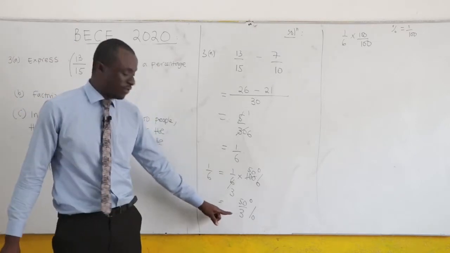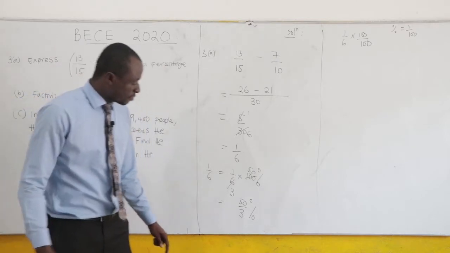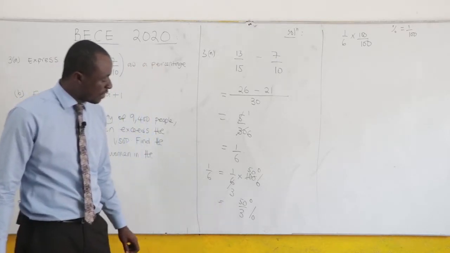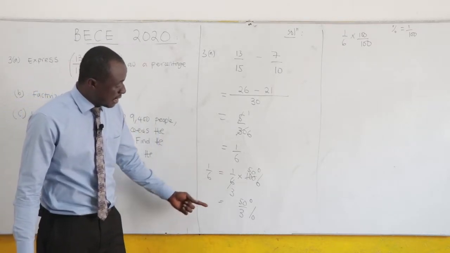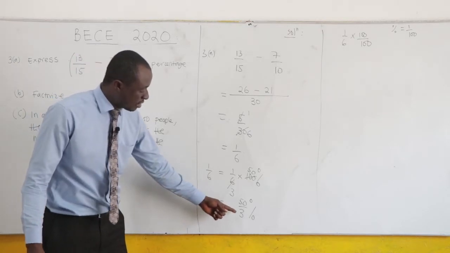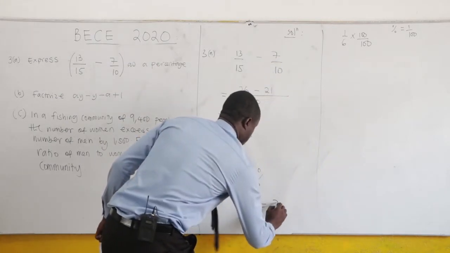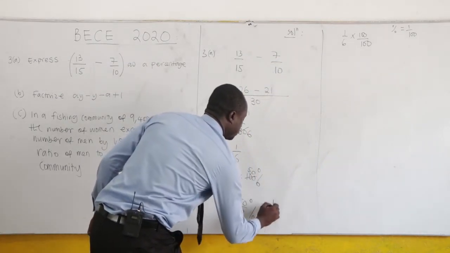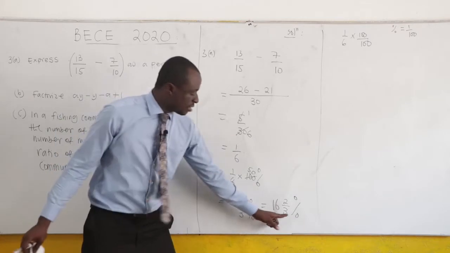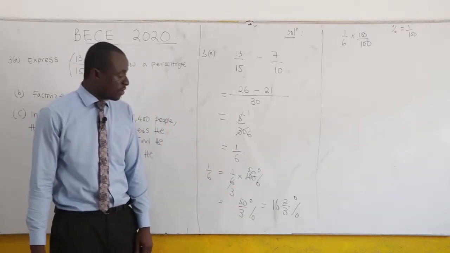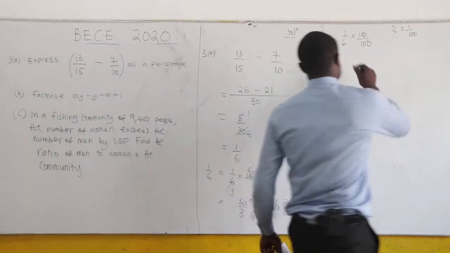Now, we are not supposed to leave it in this form. We are supposed to leave it in mixed fraction. How many times will 3 go into 5? Once, remainder 2. We know that 3 times 16 will give us 48. So this is the same as 16 whole number, 2 over 3%. Now, 3 times 16 is 48, and 48 plus 2 gives us 50 all over 3.